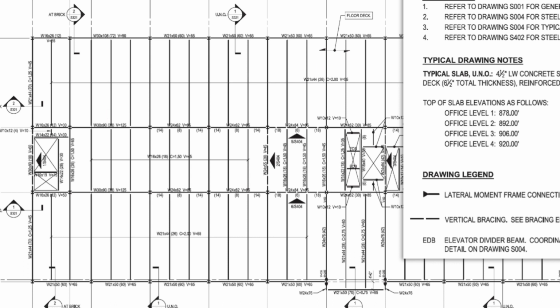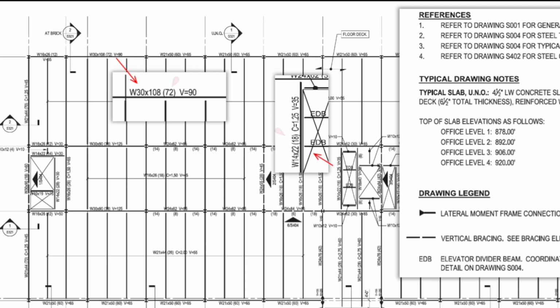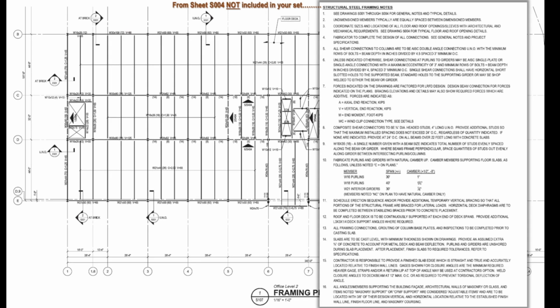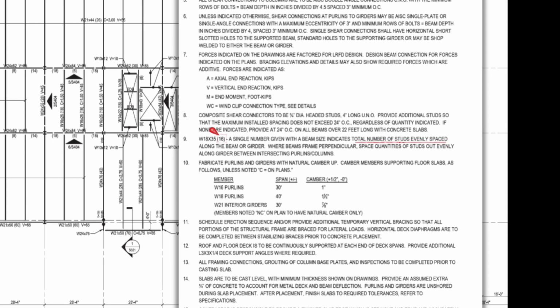The additional nomenclature with the beam size marks is another common question. What does the number inside the parentheses and these other letters refer to? Well, those notes that are in the upper right-hand corner of each framing plan refer back to sheet S004. Sheet S004 is not included with the study set. I have included it here from the original set of drawings. So the figure after the beam that is in the parentheses is the number of studs welded to the beam. The V equals vertical end reaction in kips, and the C equals the camber of the beam in inches.